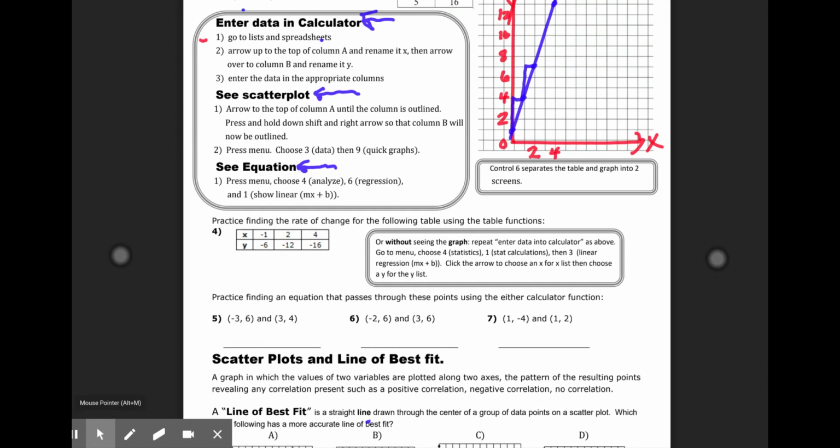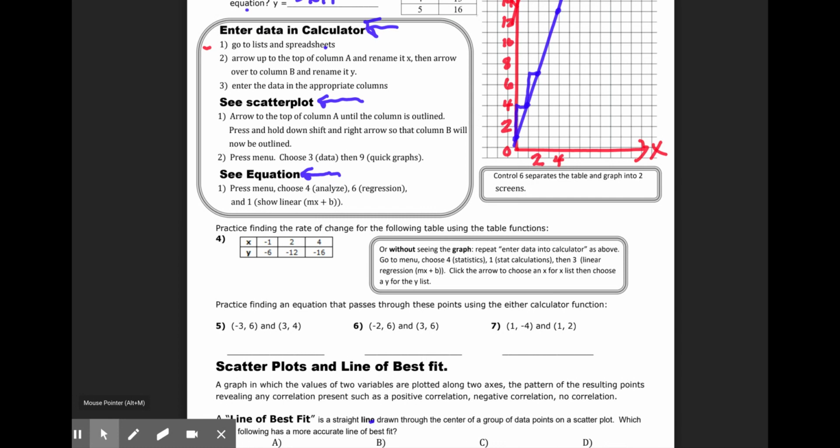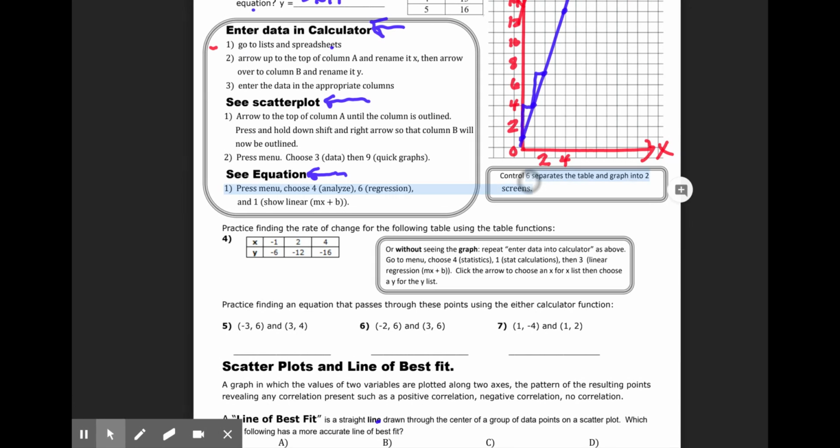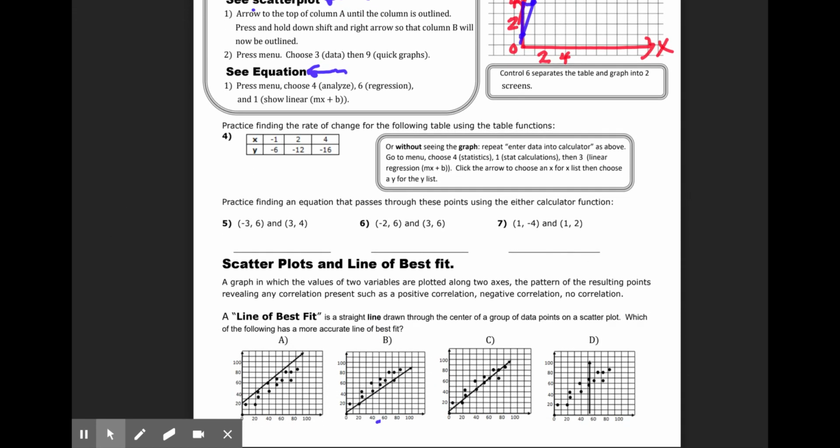All right, let's go on down to, one other thing I wanted to go over was right here. Control 6 separates the table and graph into 2 screens. So that's kind of another little tool that you can put in your back pocket as you're working with functions on the calculator. Problem 4 says practice finding the rate of change, which is a slope, for the following table using the table functions.